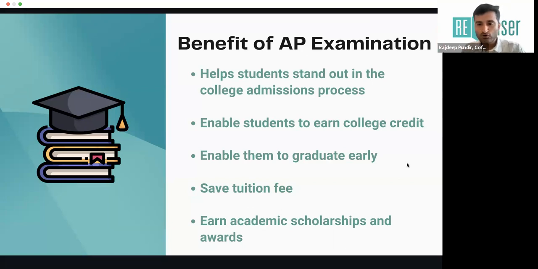B, it helps you to save fees, because every college credit earned in US, you have to pay for every credit, right? Every credit is almost about $1,000 to $1,500. If you've done those courses while you are in India, you're saving that much of cost, right? That's the second advantage. Third, it also helps you to graduate early.